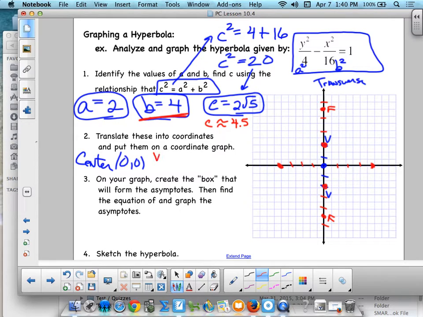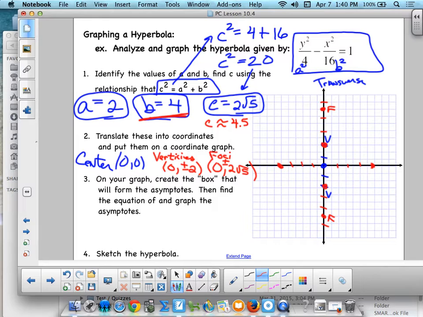What are the vertices? Vertices are 0, 2, and 0, negative 2. What are the foci? 0, 2 square root of 5, positive and negative, right? That's about all I can do. How'd you get the vertices again? Okay, I went 8, oh yeah, 8, I see 2. Okay, got it? Everybody okay with the vertices?